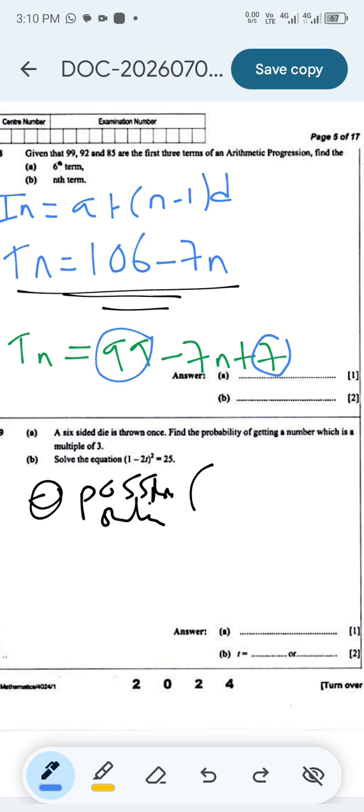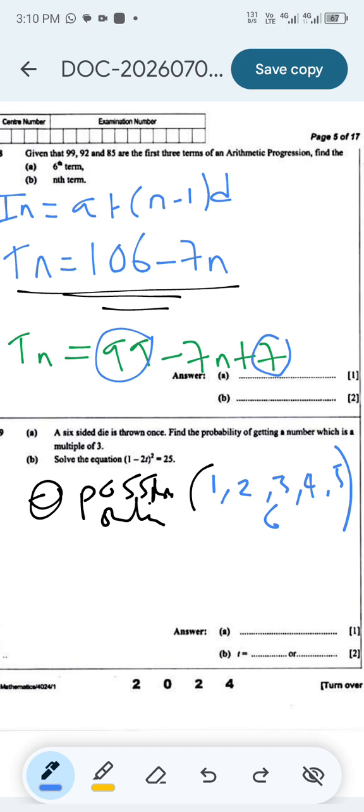So we are going to include everything that is possible. So all the sides are possible: 4, 5, as well as 6. These are the possible outcomes that can come out when you throw a die. It can fall on either of these sides.